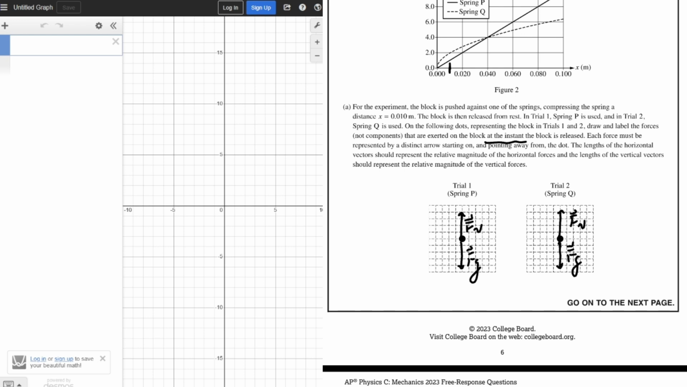So here's 0.01. Spring Q obviously has more force at 0.01. It looks like about double. So we're going to make this one stretch all the way out to 4, but we're going to make this one stretch only to 2. So we're going to say F_P, as in the spring force from P, and F_Q.